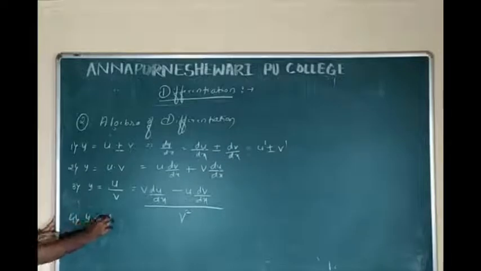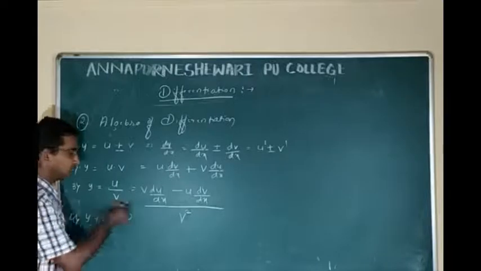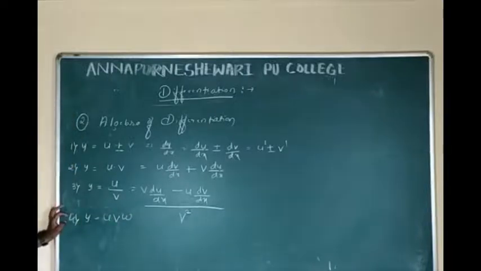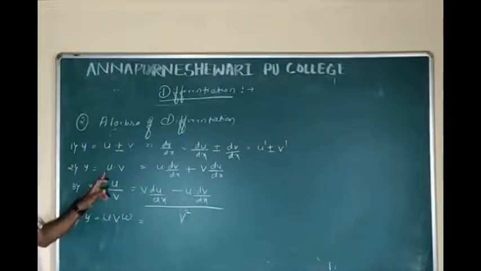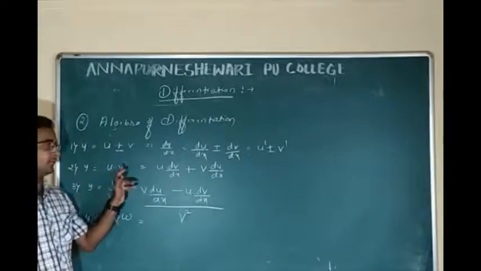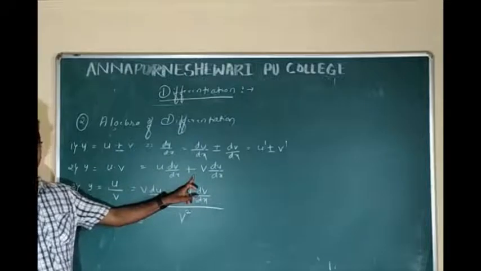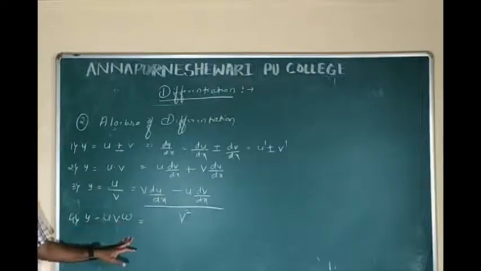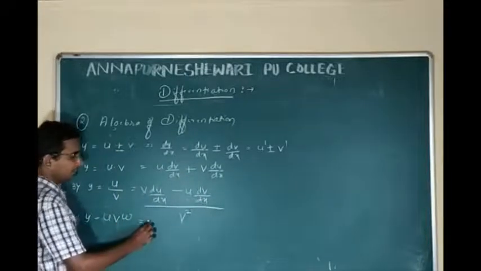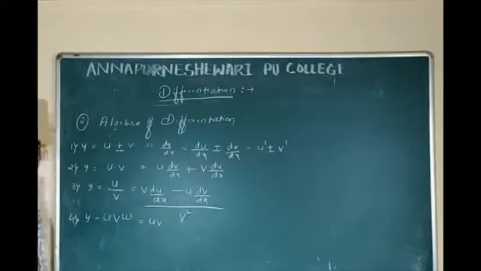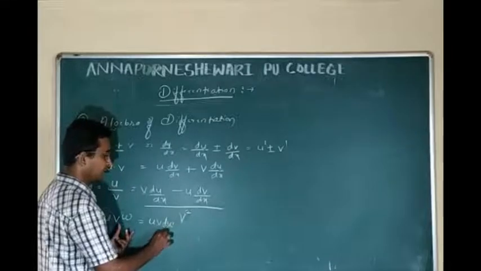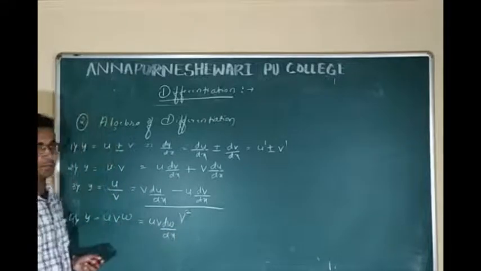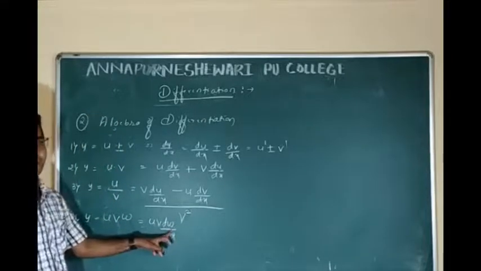One more we have, when y equal to u v into w. So these are all in terms of the multiple form. So here, whenever we have the multiple form, in between we use the plus sign. Here also it is the same. Getting? So first I keep uv as it is, then I differentiate the third term with respect to x, that is dw by dx, or we can write it as w dash.